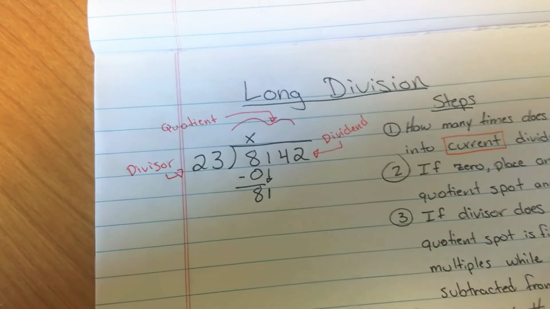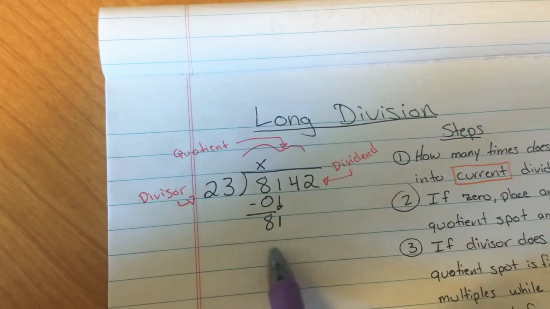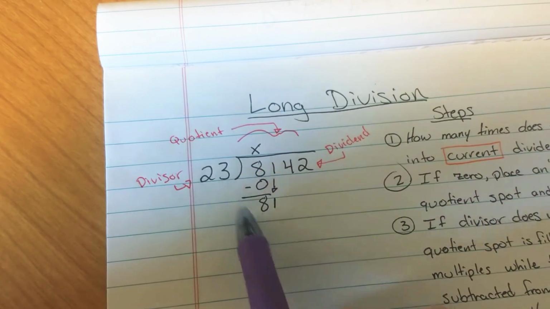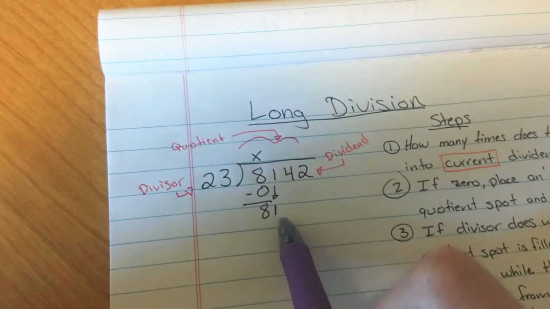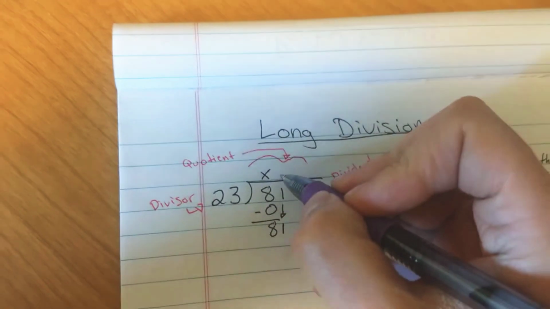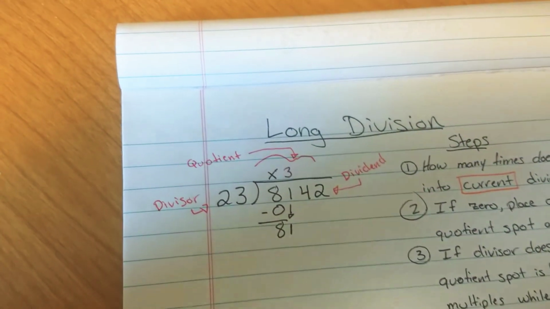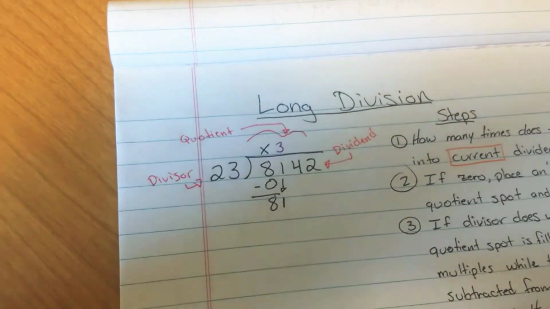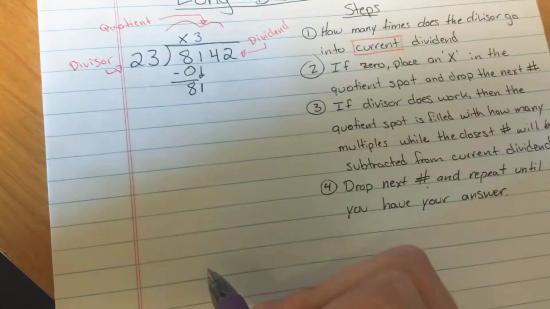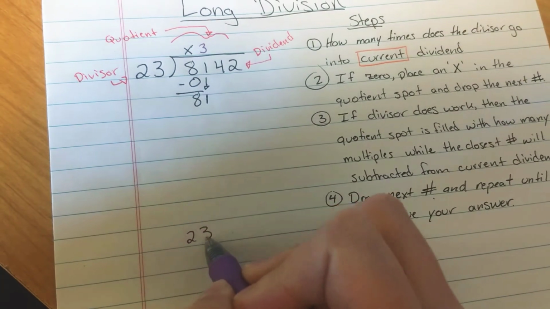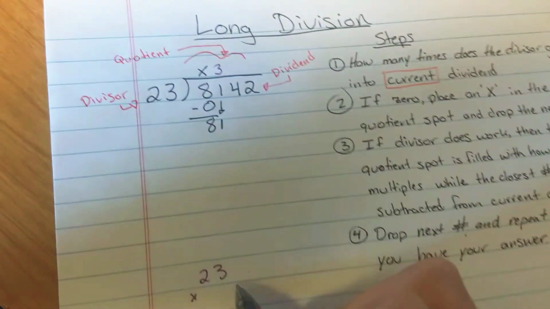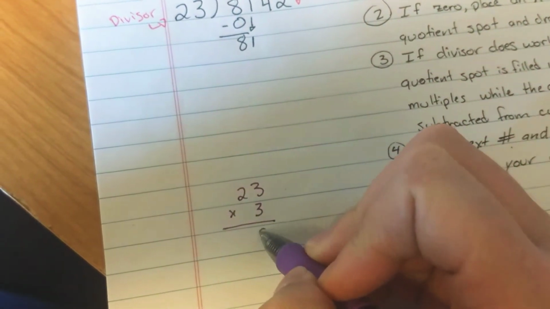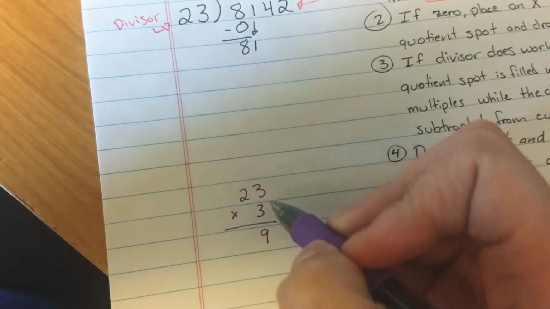I now need to think, if this is my current dividend, how many times does 23 go into 81? I'm going to put that number at the top. Let's say it goes in 3 times. I'm going to have to do the math here to make sure it goes equal to or less. So underneath here, I'm going to do 23 times 3. 3 times 3 is 9, and 3 times 2 is 6.